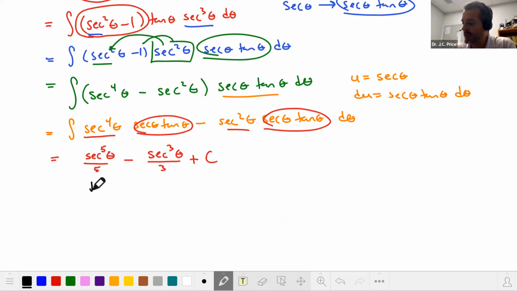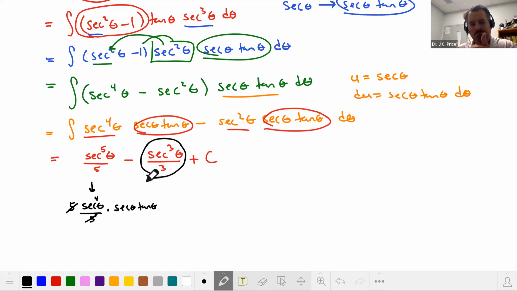So when you take the derivative of this thing, that 5 comes down, and I get secant theta to the 4th, and it's divided by 5 here, and then times the inside, secant theta tan theta. And so the 5s are going to cancel. And then the same thing's going to happen right here. So that was my guess, and it checks out.